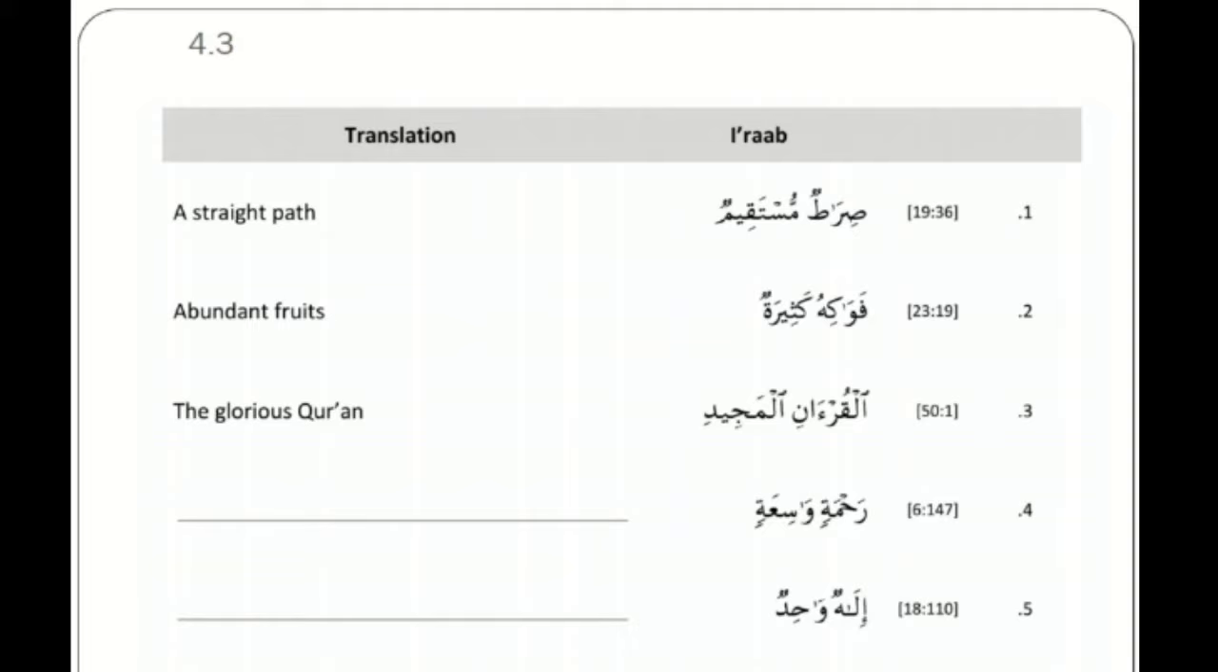Okay. Let's go to number 6. What's number 6? Manafi'u kathiratun. Manafi'u is a plural of the word manfa'a. Manafi'u means benefits. Are benefits a plural? Yes, that's why I'm adding an S there. One benefit is a benefit. A plural is benefits. Are benefits human or non-human? Non-human. Therefore Allah refers to it as kathiratun, as a single female.